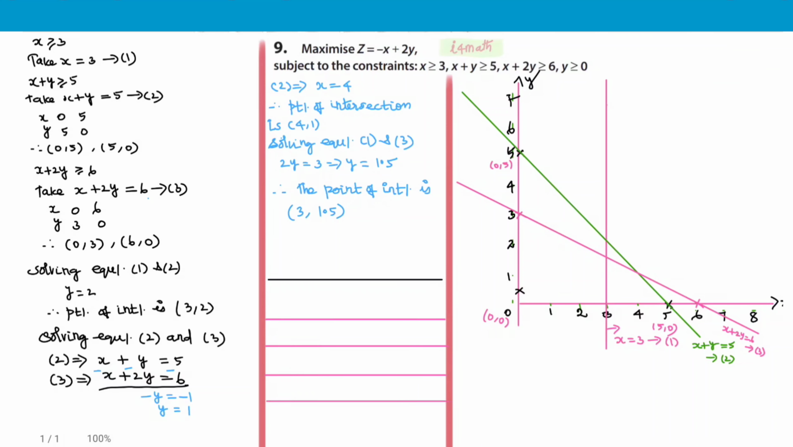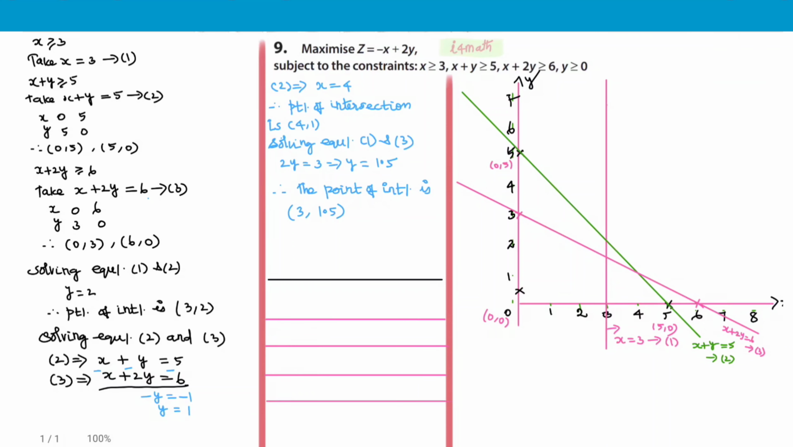Next, consider equation number 2. Take the point 0, 0, which is not on the line x plus y equal to 5. The corresponding inequality is x plus y greater than or equal to 5. Substitute x equal to 0 and y equal to 0: 0 plus 0 is 0, which is greater than or equal to 5. It is false. So the half plane which does not contain the origin will be the solution.